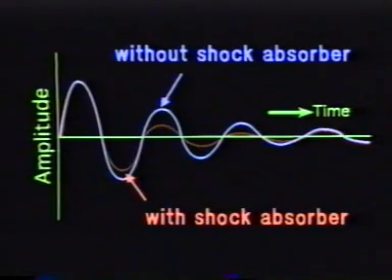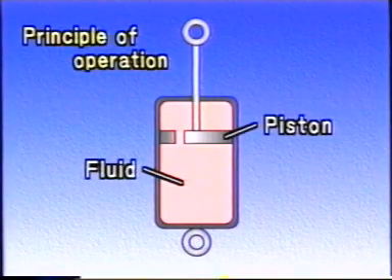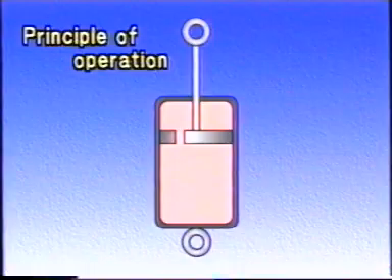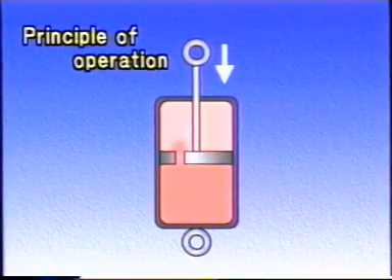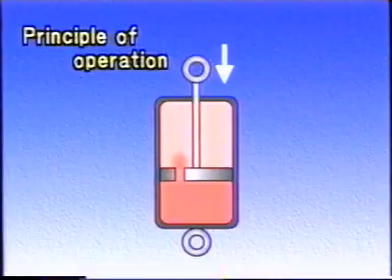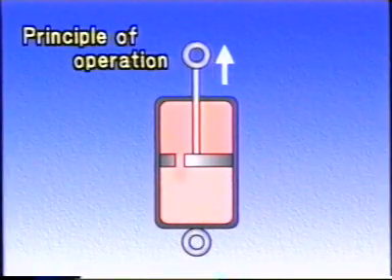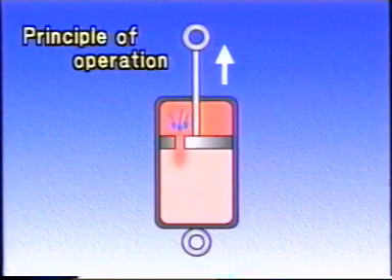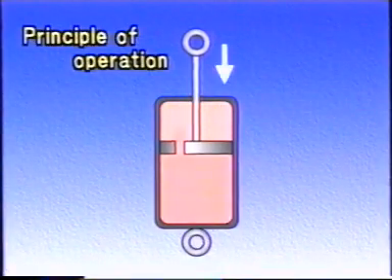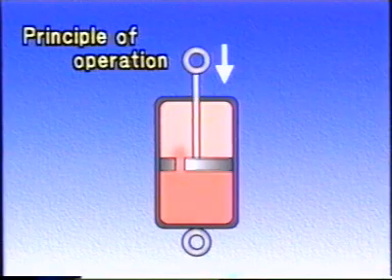This graph shows the oscillation patterns with and without shock absorbers installed. As you can see, shock absorbers dampen oscillation quickly and improve riding comfort and steering stability. Let's take a look at the operating principle of shock absorbers. When a piston with a small hole is moved inside a fluid-filled cylinder, the fluid is forced through the orifice. The flow resistance generates damping force and dampens the oscillation of the spring.